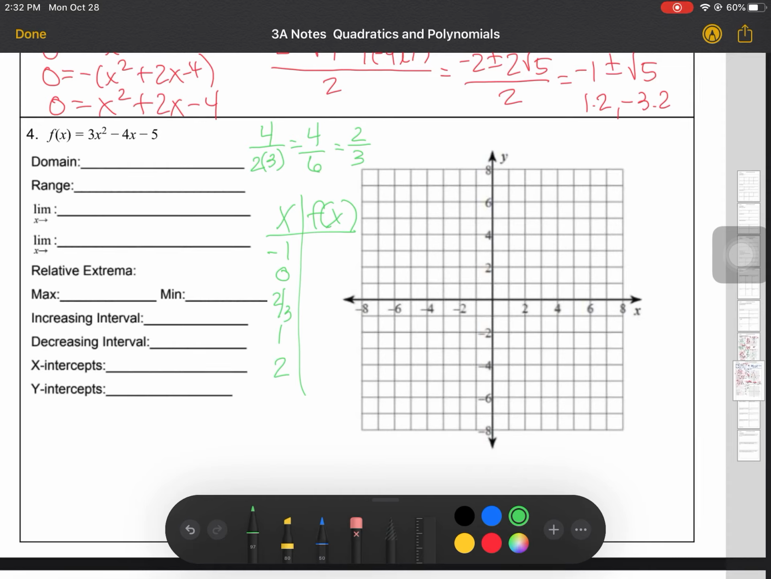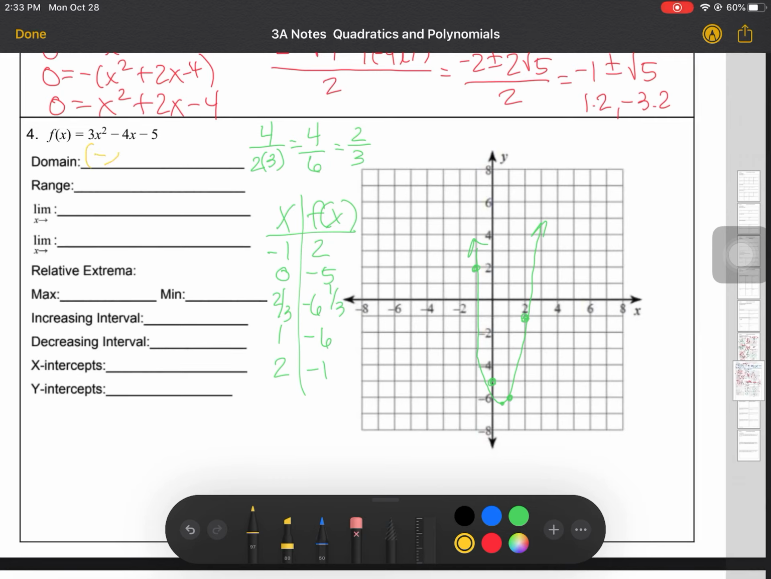When you plug in -1, you should get out a 2. When you plug in 0, you should get out -5. When you plug in your actual vertex, you should get -6 and 1/3. When you plug in 1, you should get -6. So again, these don't mirror perfectly, and that's strictly because they're not the same distance from my vertex, but I wanted to use whole numbers instead of ugly numbers. So again, when I plot these, it's not going to be quite as pretty as we're used to, but it still makes that nice parabola shape.